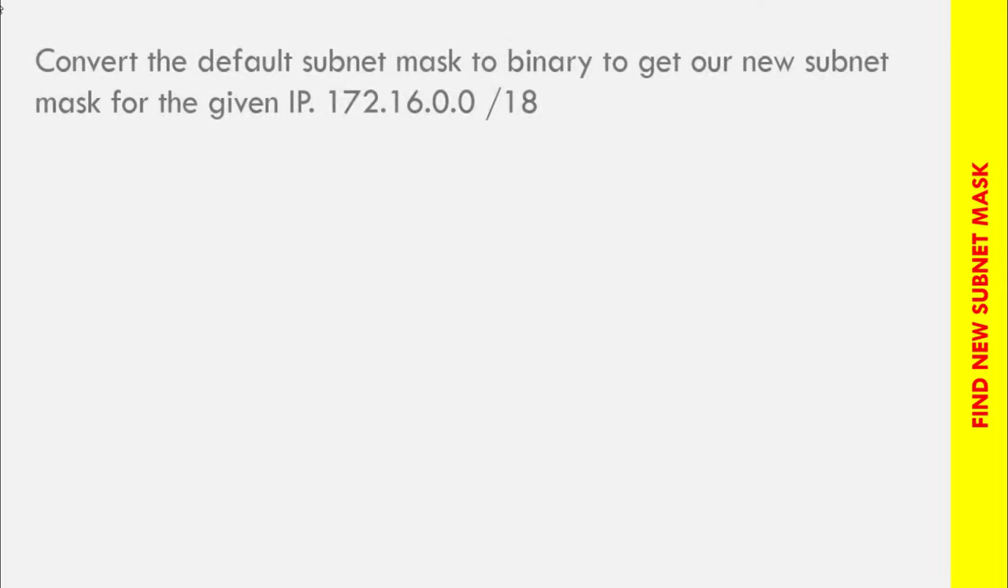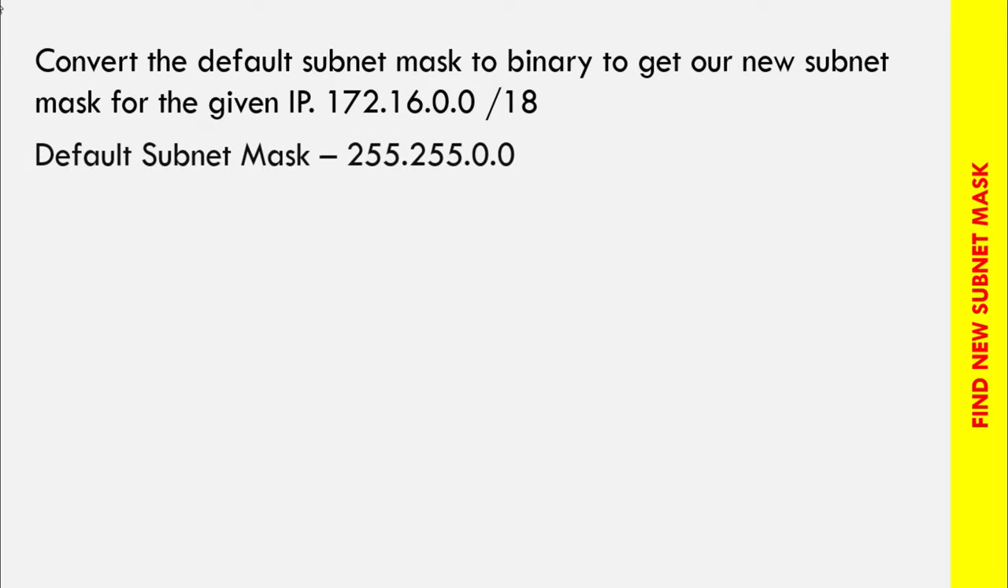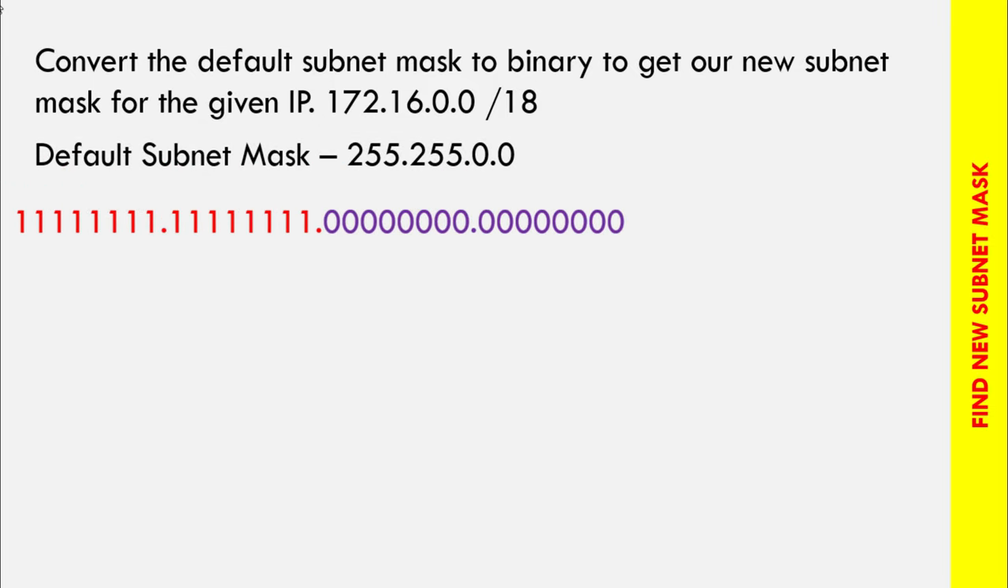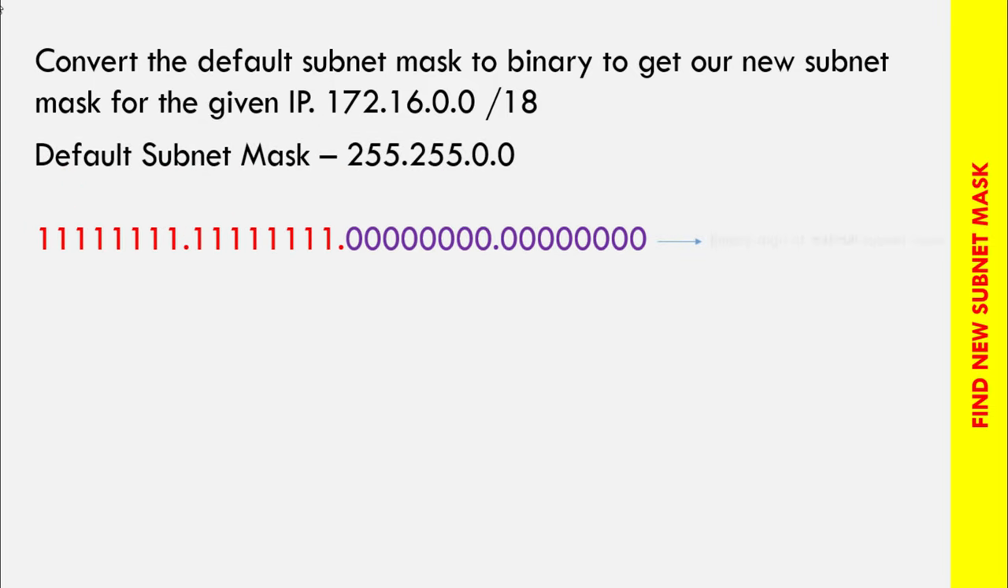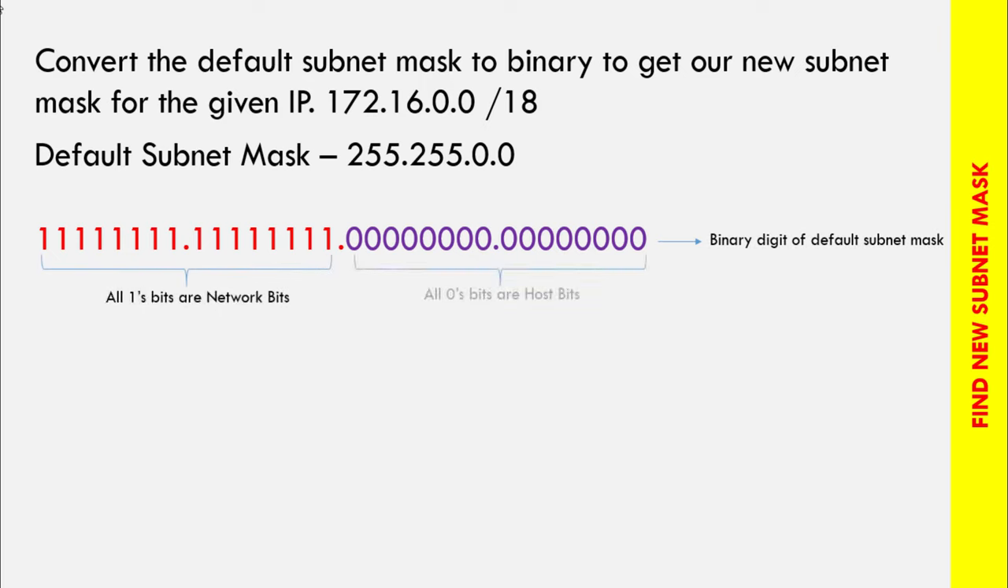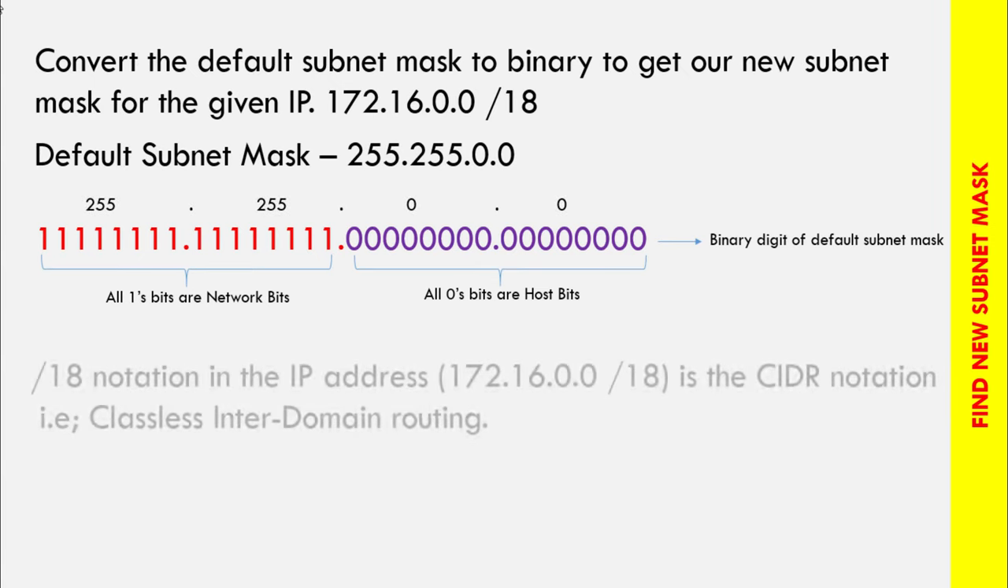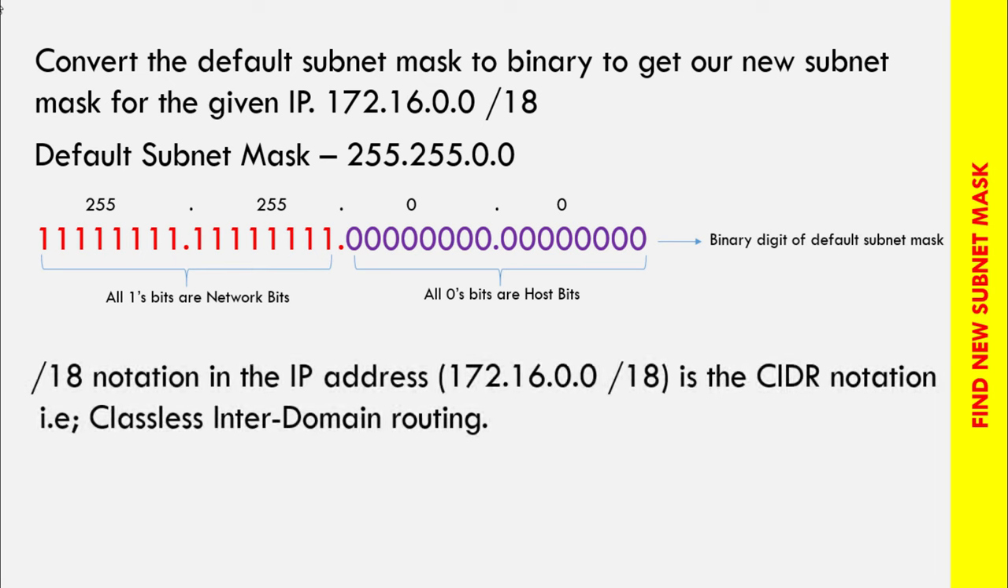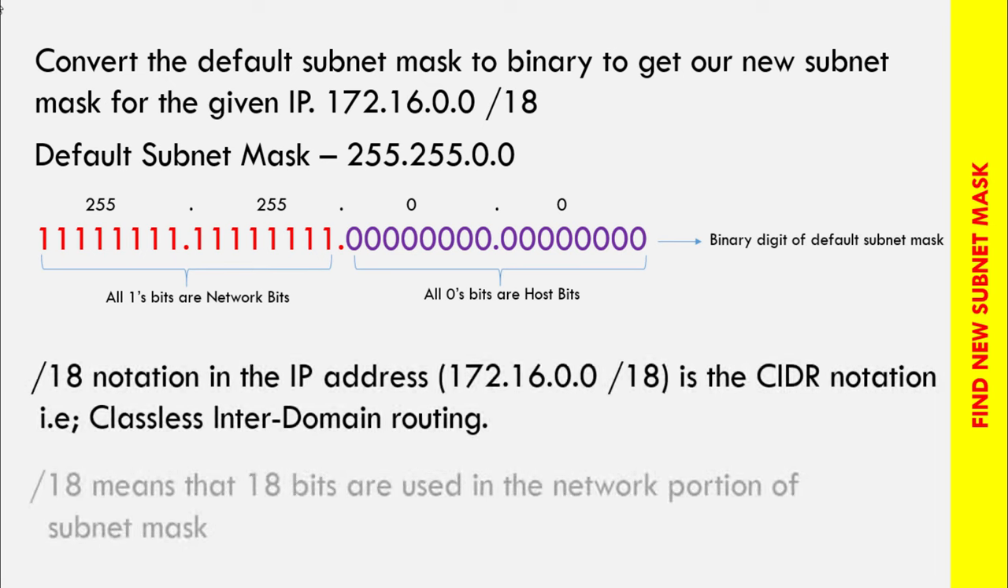Now convert the default subnet mask to binary as shown here. In binary, all the ones are network bits and all the zeros are host bits. The /18 notation in the IP address is the CIDR notation, which means classless inter-domain routing. /18 means that 18 bits are used in the network portion of the subnet mask.